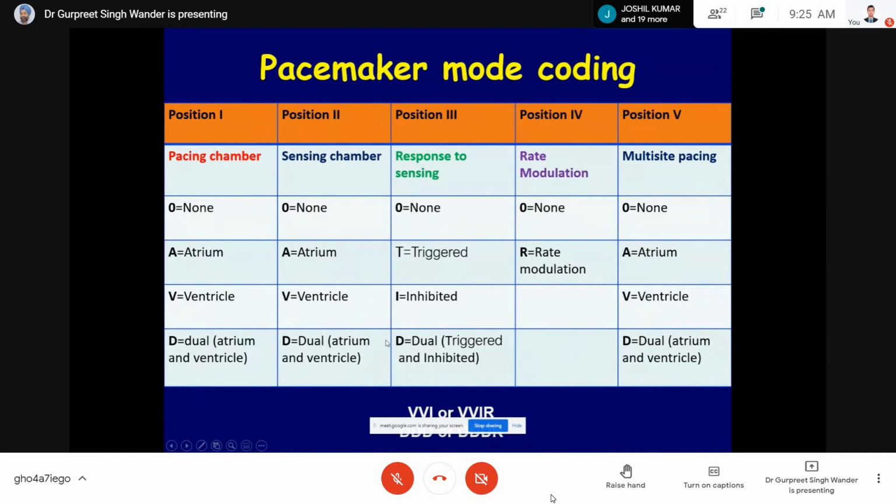Normally you can have a VVI pacemaker or you can have a DDD pacemaker. What is a VVI pacemaker? It paces the ventricle, senses the ventricle, and gets inhibited when the patient's own rhythm comes. Then there are a lot of new functions. Rate modulation has come in the pacemakers. As I said, it can pace atrium and ventricle. Dual chamber is when it senses both and paces both. So obviously dual chamber pacemakers are better. So it is this 5-letter code which will tell you what kind of pacemaker the patient has.